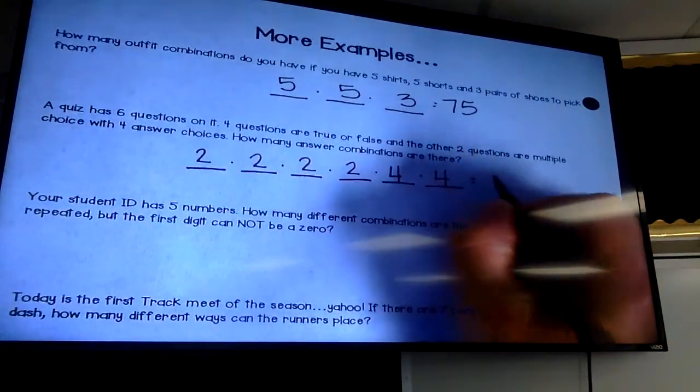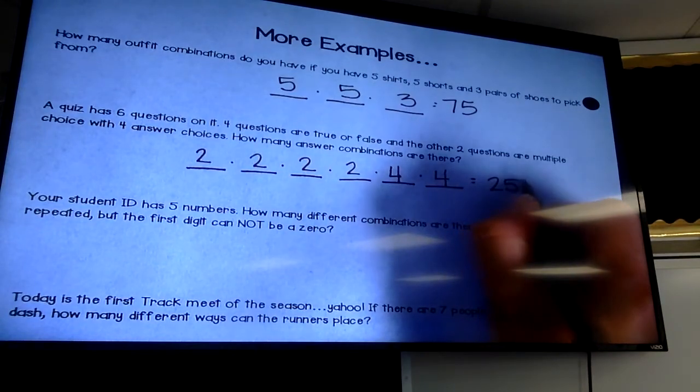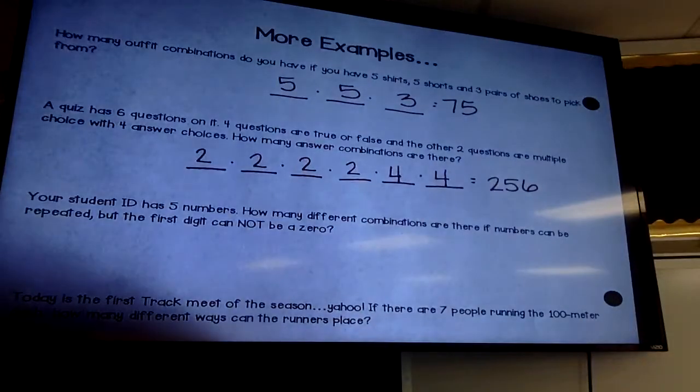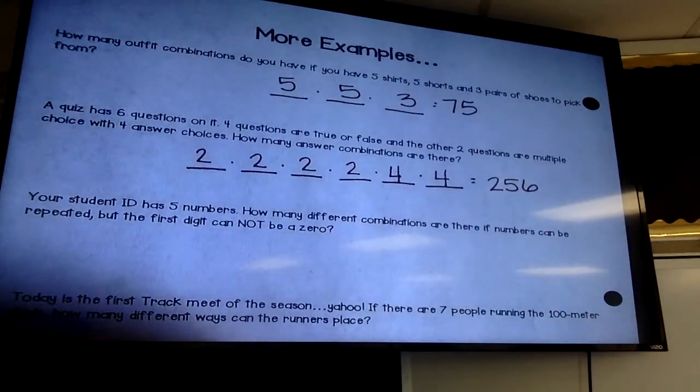When I do that, I get 256. So that means if you were just given a test without, like, a pre-test, and I said, here, you try this without having any knowledge, you have a 1 out of 256 shot of guessing all 6 of the answers correctly.